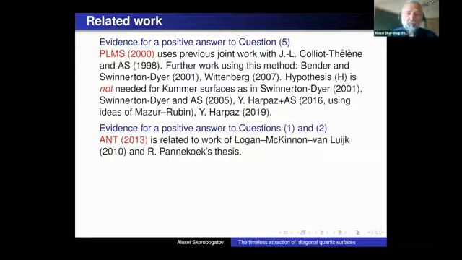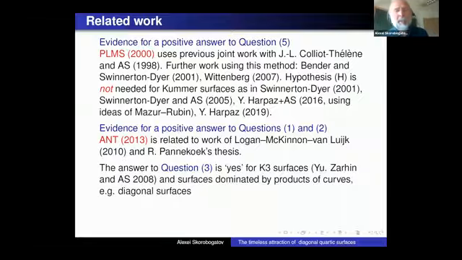And next, questions 1 and 2 are questions about the size of the set of rational points and whether or not they're Zariski dense. You could think this is an easy question, but these are also quite hard. And so this work of Peter, published in Algebra & Number Theory, is related to earlier work of Logan, McKinnon, and van Luijk, and also to work of Harpaz.